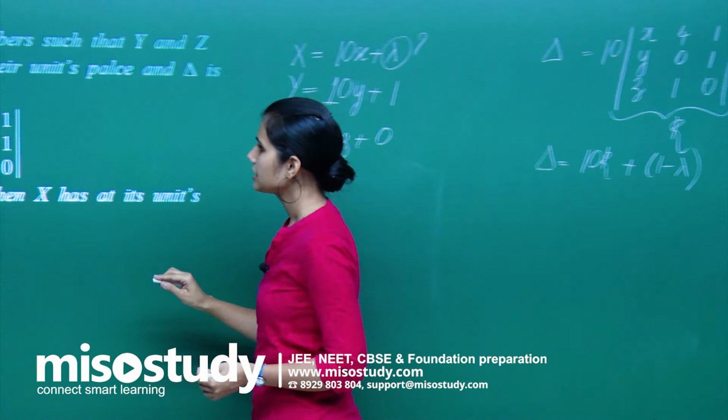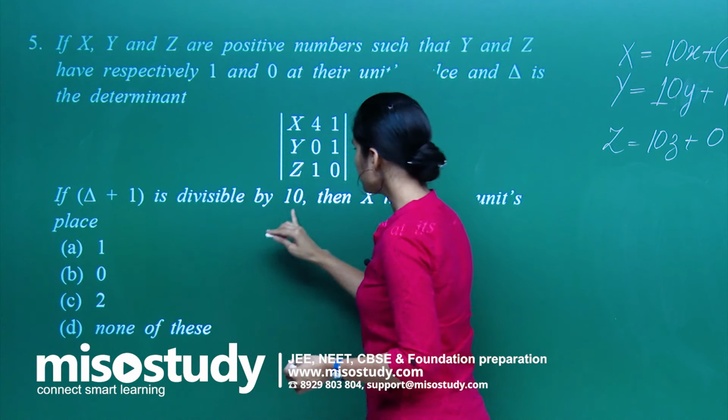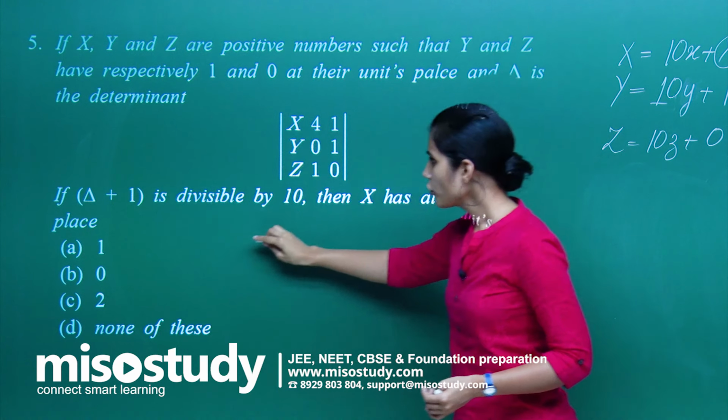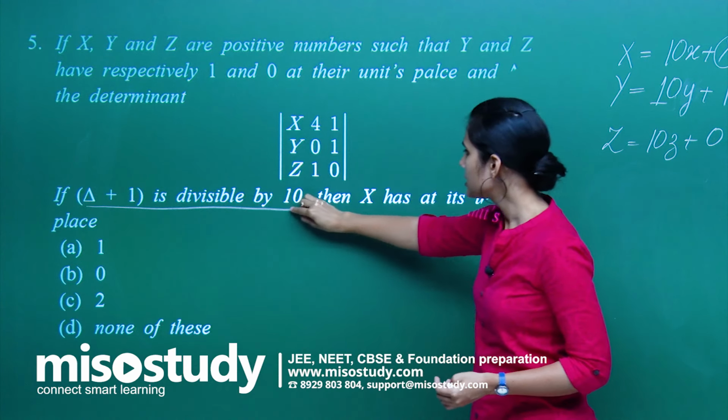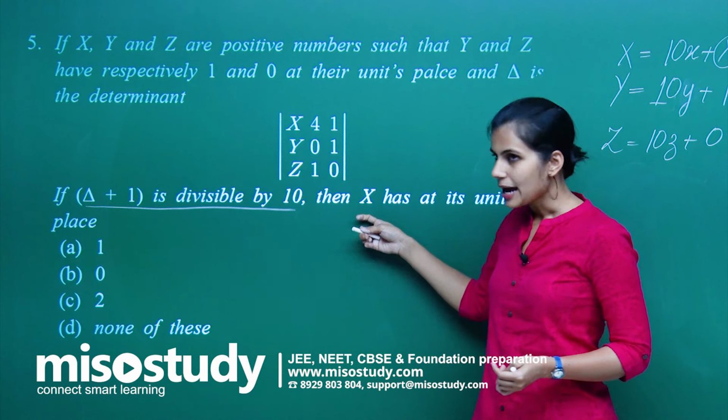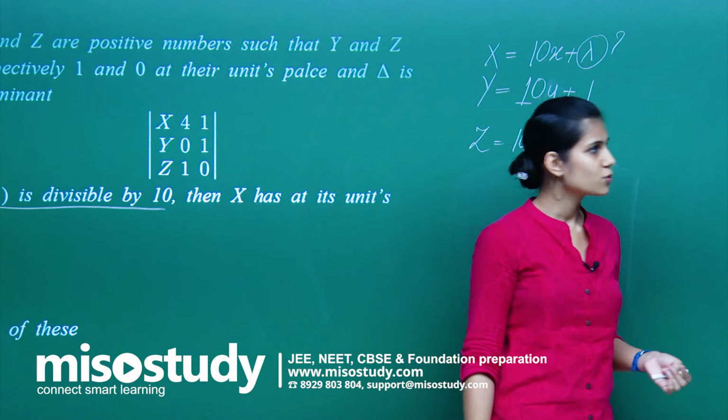Question says that if delta plus 1 is divisible by 10, it is already given to you that delta plus 1 is divisible by 10, then capital X has at its units place which digit?